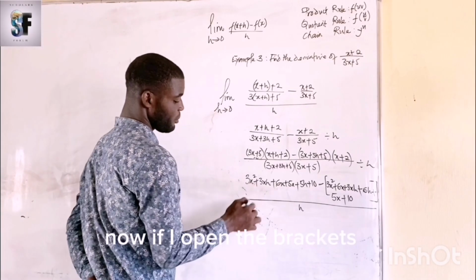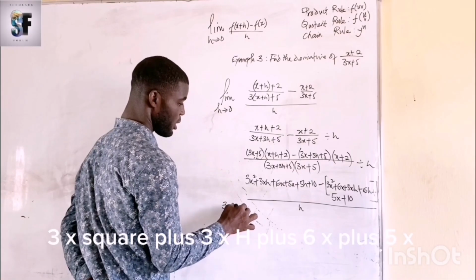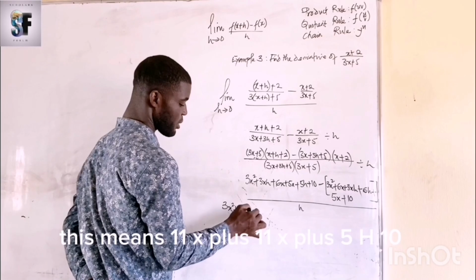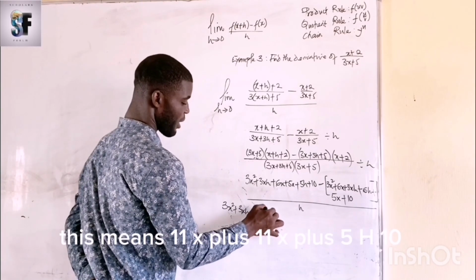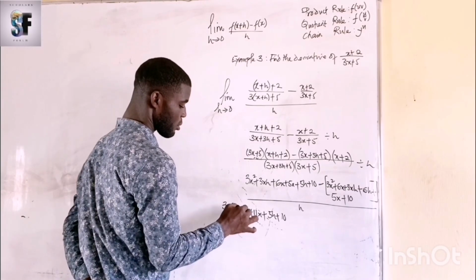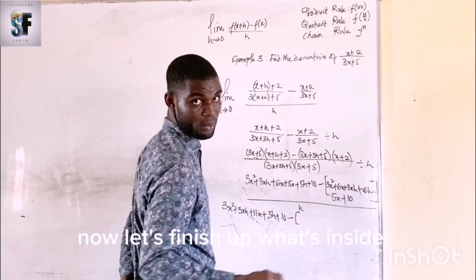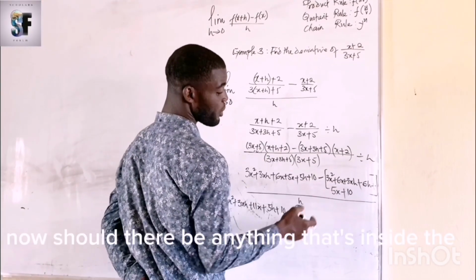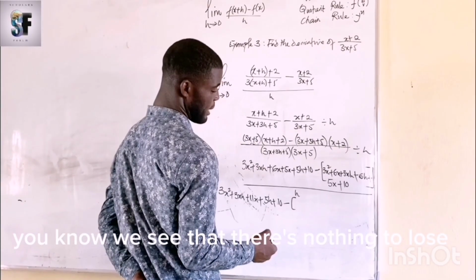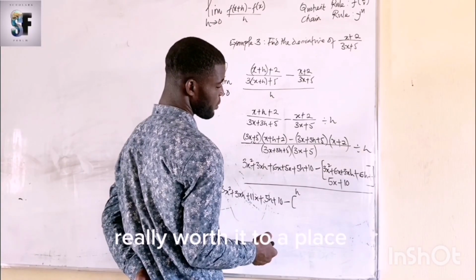From this point now, if I open the brackets, we're writing this now, 3x squared plus 3xh plus 6x plus 5x gives me 11x plus 5h plus 10, let me write this, 3xh. Minus, not even open the bracket up now, let's finish up what is inside. Should there be anything inside of the bracket, of course. So now, we see there is nothing to add up. If I am not mistaken, really nothing to add up here.